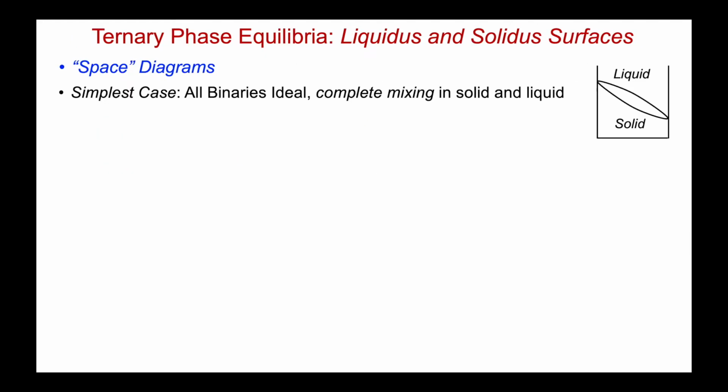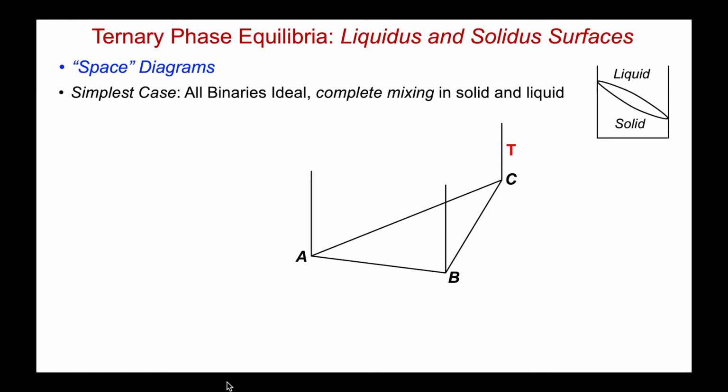So let's begin with the simplest type of system, where all of the component binaries are ideal and we have complete mixing in the solid and liquid state. In other words, we have the familiar looking binary phase diagram with our liquidus and solidus loop. So now let's build a space diagram for the system where we take the three ideal binaries and look at the changes in behavior with temperature. And in this case, we're going to get a liquidus and solidus surface.